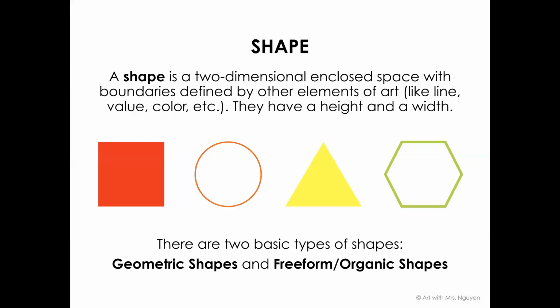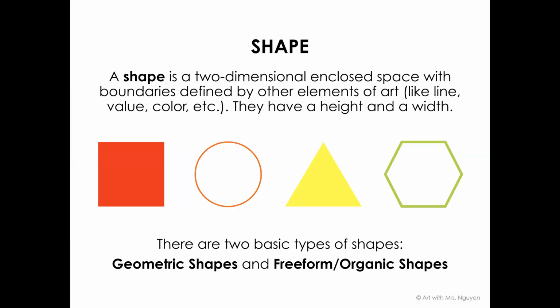So here's the definition again: two-dimensional enclosed space with boundaries defined by other elements. So you can see a color can define it, if you filled in the space with color. A line can define it. You can see that outline. A refresher from last week, that would be a contour line in that circle.